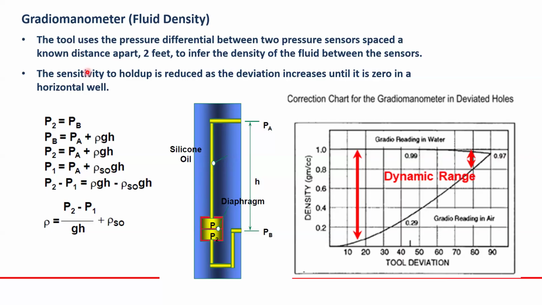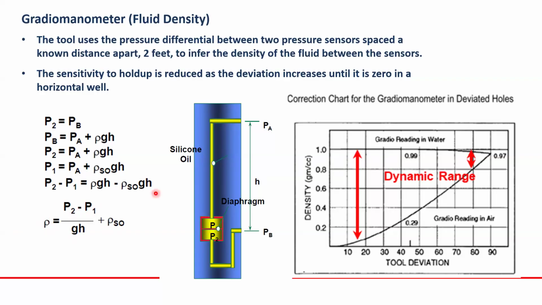Okay, 2 feet apart. So they have a silicon oil chamber, and the tool uses the pressure differential between two pressure sensors spaced a known distance, 2 feet, to infer the density of the fluid between the two. So the density rho is the pressure 2 minus pressure 1 divided by g times h, which is 2 feet, where g is constant, plus rho silicon, and we have this one. So now we can know the density of the fluid.